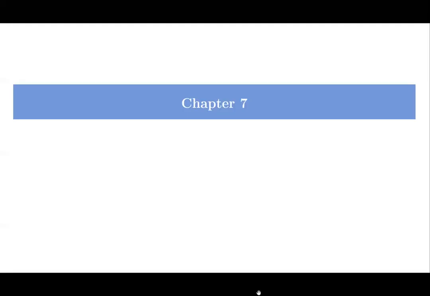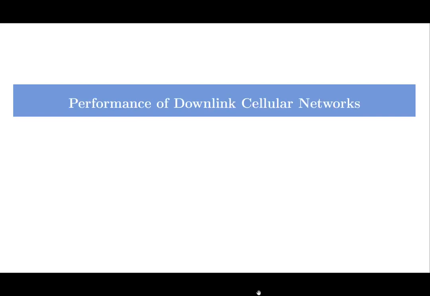In the last chapter, we talked about mobile ad hoc networks. Now we will consider a new type of network and then analyze it. This is known as the downlink cellular network.